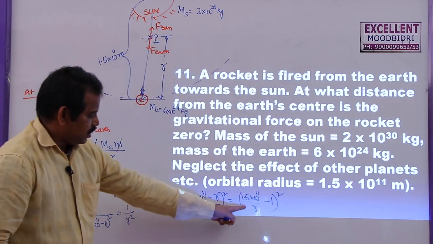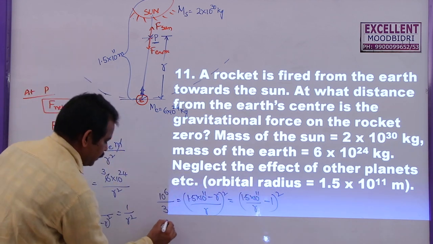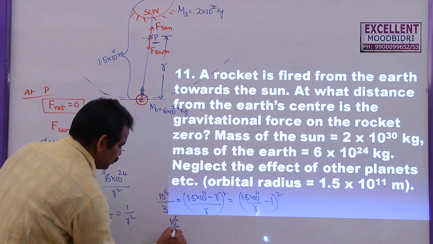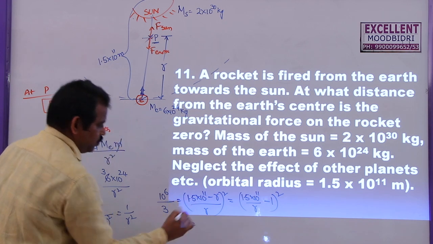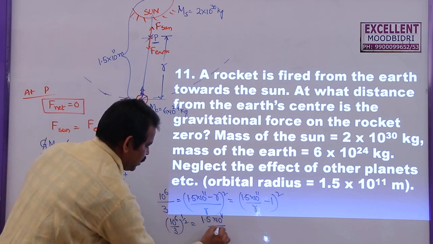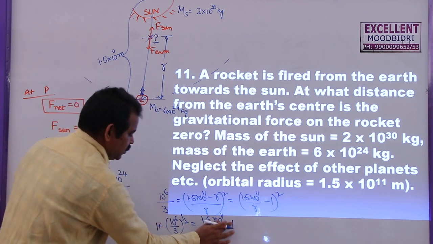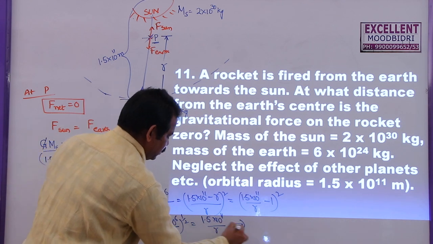So I need this r value. Now I got this one. So this is a square. When it comes to this side, this will become (10^6/3)^(1/2) is equal to 1.5 × 10^11/(r − 1). When this minus 1 also comes to this side, this will become 1 plus. So I can erase this one. So this is the expression.